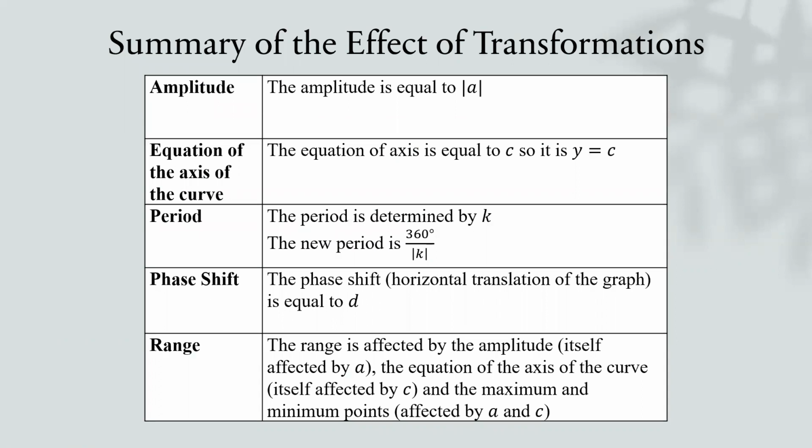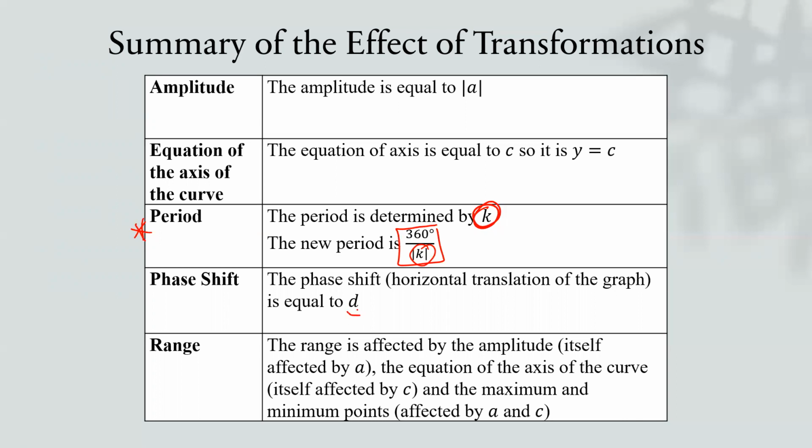The amplitude we know is equal to the absolute value of a. The equation of the axis, we already know that. It's just simply the c value. The period, this is the one that throws people off. So I would definitely circle this because this is the one that tends to be a bit tricky. People tend to think it's exactly equal to the k value. It is not. We use the k value to help us find the period. So we take 360 degrees and divide by the absolute value of the k value. And again, it's 360 degrees because the period of the original sinusoidal function is 360 degrees. The phase shift is equal to d.